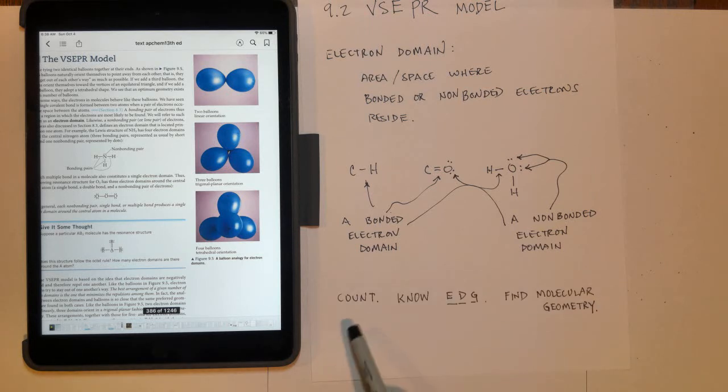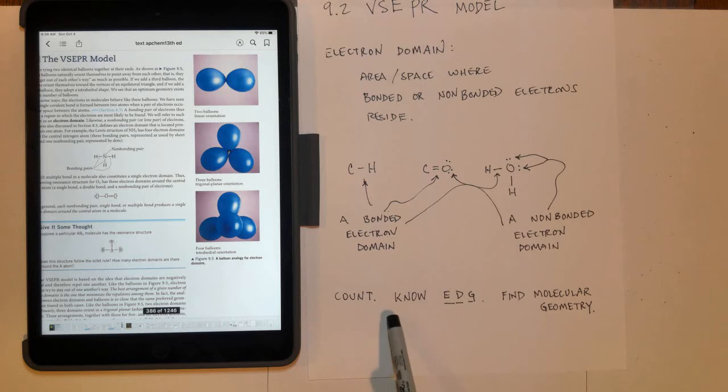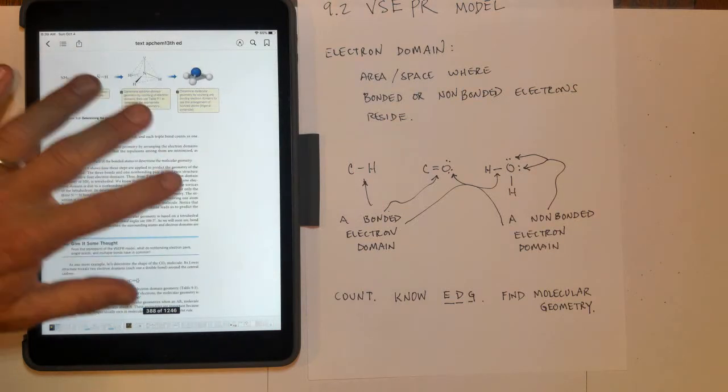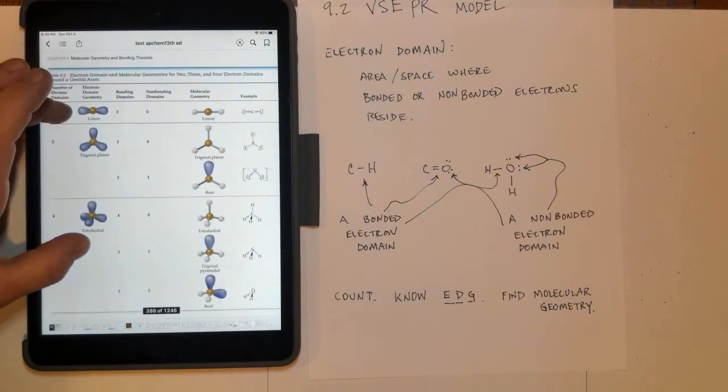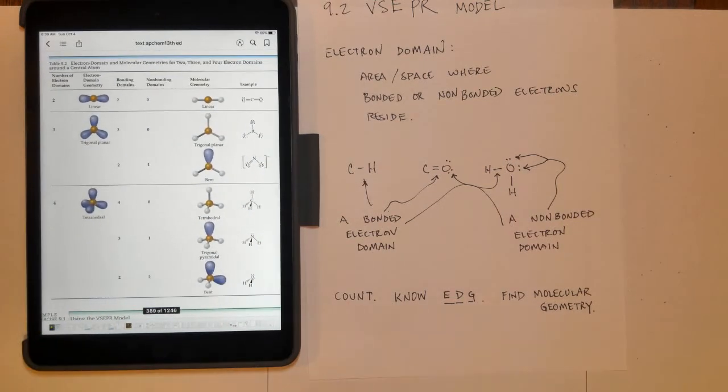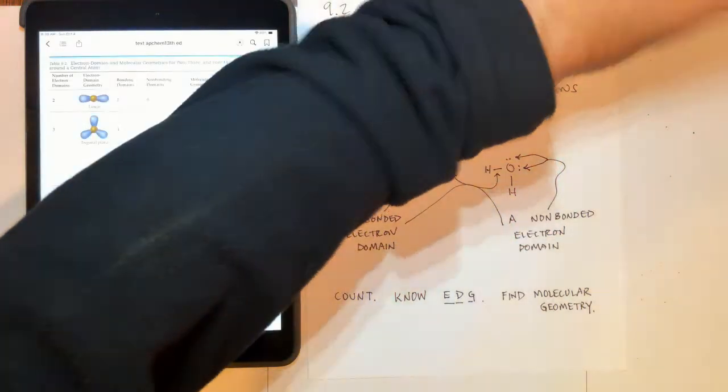So be able to count how many bonded domains and how many non-bonded domains there are, and then know the electron domain geometry, and then you can find what's called the molecular geometry, or the part of the family of each setup of shared and unshared electrons that tells you what the bond angles are. All right, let's get into the deep part of it now. Let's get into the pieces that tell us the molecular geometries and therefore the shape of all kinds of different molecules.